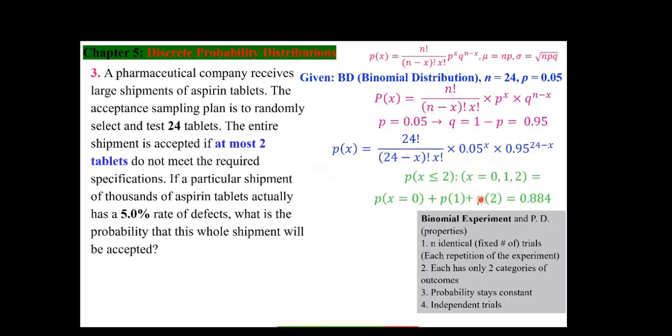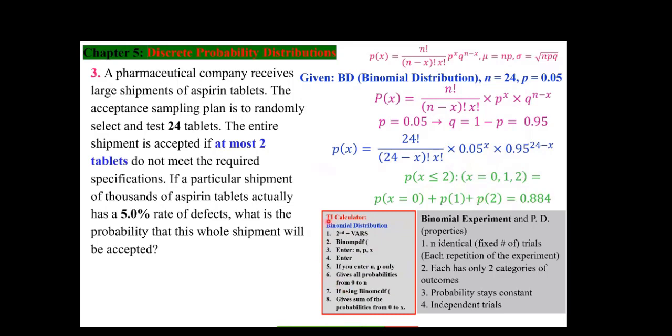You can also use, after you understand the concept, after you write that it's a binomial distribution, after you write this formula, then you can use this simple method, and it's posted in the formula sheet. Also, it's given in the PowerPoints. So the second variable is binomial PDF, enter N, P, X. And if you enter N, P only, that gives the probability from 0 to N. And if you're using binomial CDF, it gives the sum of them.